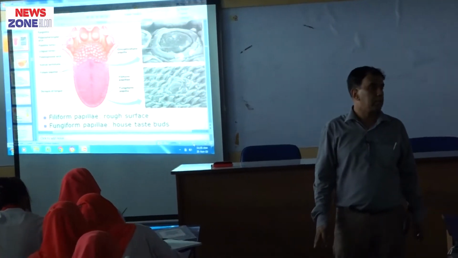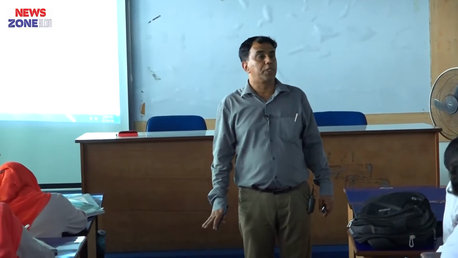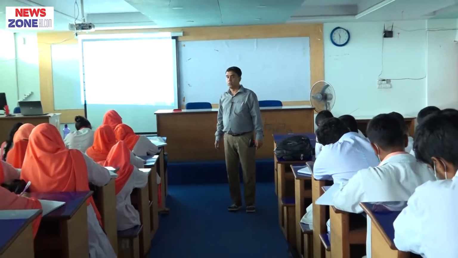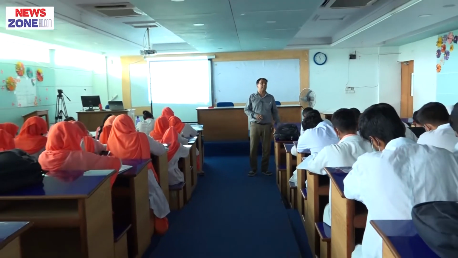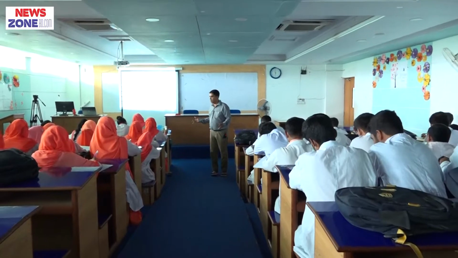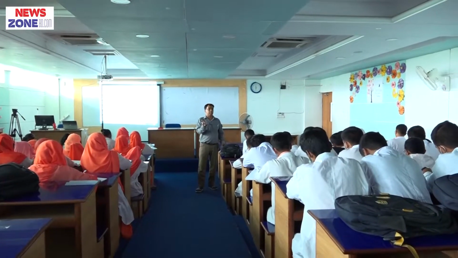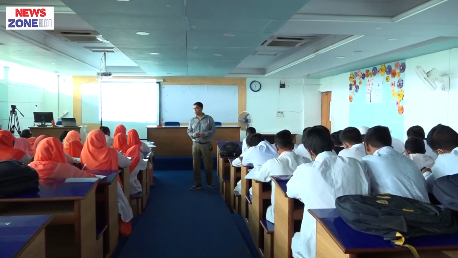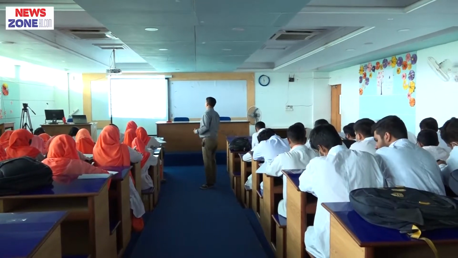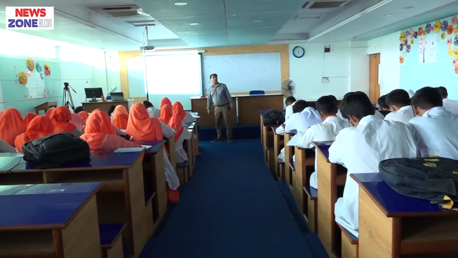What is papilla? Papilla is a projection of epithelium with lamina propria. We know that any structure is lined by epithelial tissue, so the tongue is also lined by epithelial tissue. The projection of epithelium with lamina propria is called papilla. There are 4 types of papilla present in the tongue.